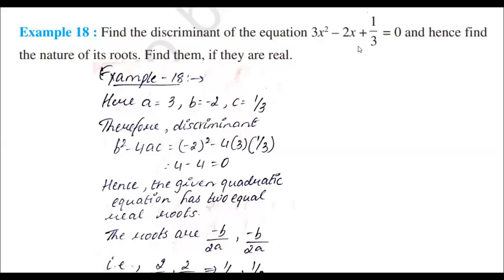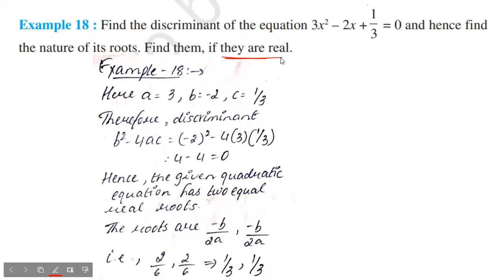Find the discriminant of the equation 3x square minus 12x plus 1 by 3 equals 0, and hence find the nature of the roots, and then if they are real, just find if they are real. Okay, so in order to simplify further, either get it to the standard form or fractional also you can take it.